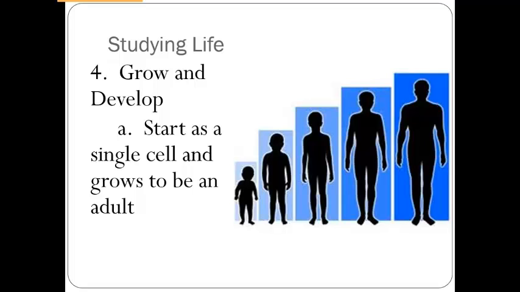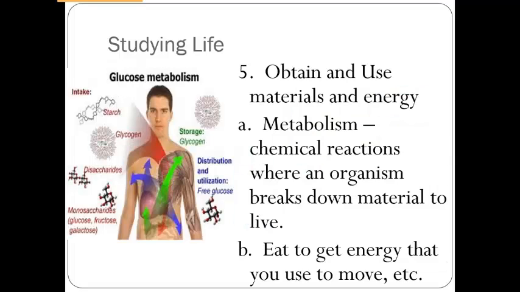Sometimes it might not be a huge amount of growth and development, but any growth and development is a living thing characteristic. The fifth characteristic would be that we can obtain and use materials and energy. So we have to be able to get food, use the food, and get energy from the food that we're eating. For plants, they still have to obtain the materials needed, like sunlight, water, and carbon dioxide, so that they can make their food, and then they use that food for their energy.